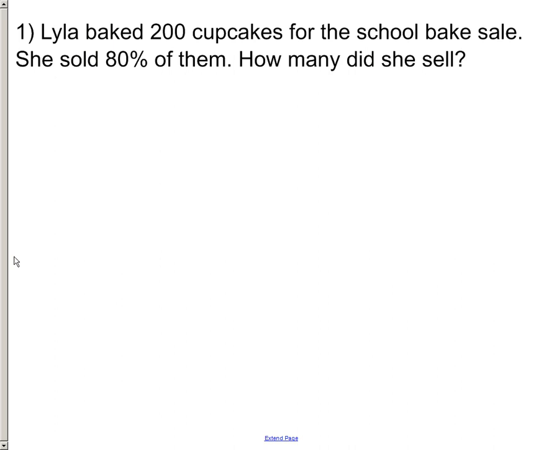Let's go through and check yesterday's assignment. Lyla baked 200 cupcakes for the school bake sale. She sold 80% of them. How many did she sell? Let's give you a visual representation.